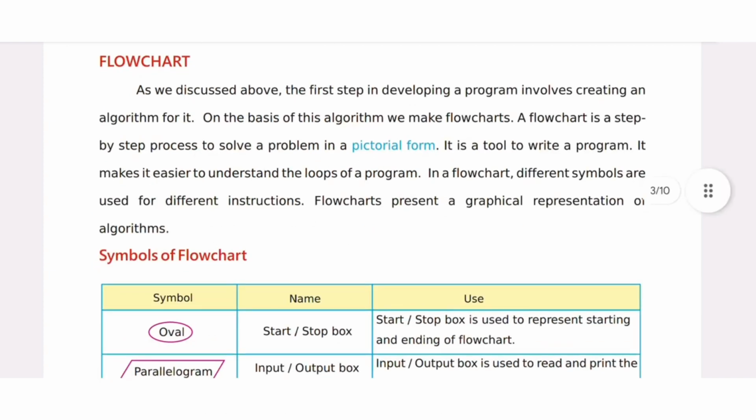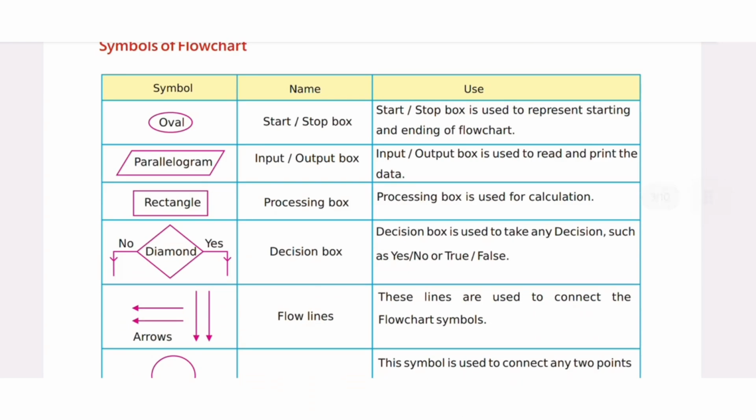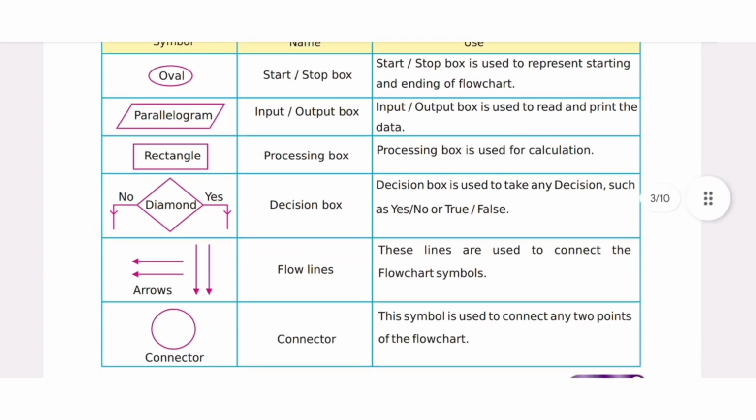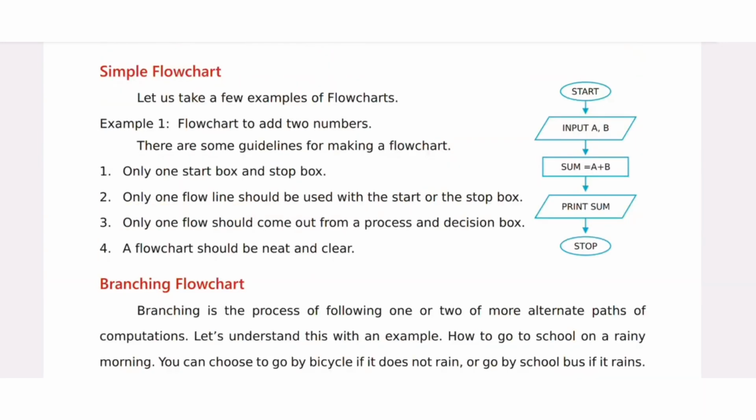Flowchart. A flowchart is a step-by-step process to solve a problem in a pictorial form. It is a tool to write a program. It makes it easier to understand the loops of a program. Symbols of flowchart: oval, parallelogram, rectangle, diamond, arrows, connector. Example of flowchart: start, input A B, sum equals A plus B, print sum, and stop.